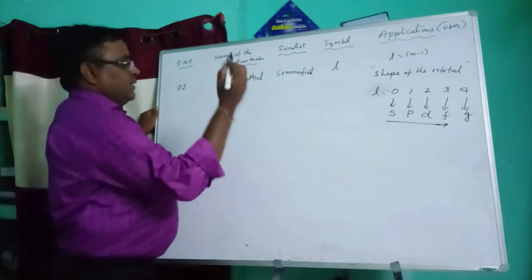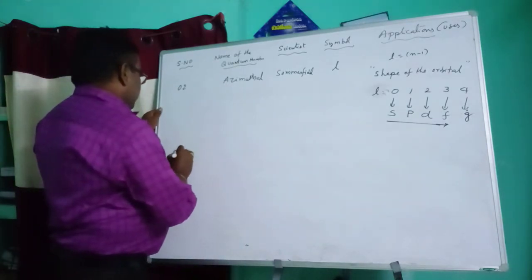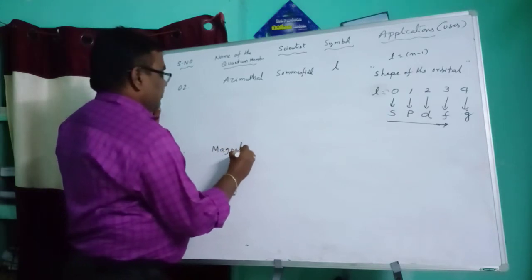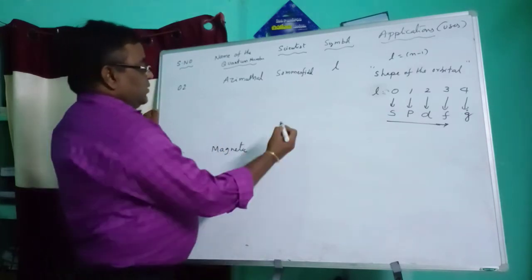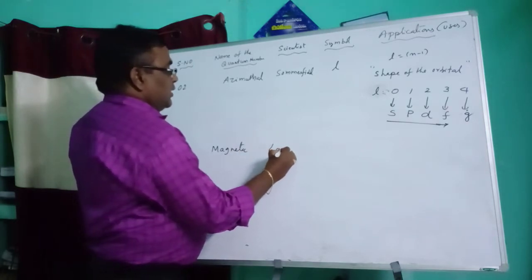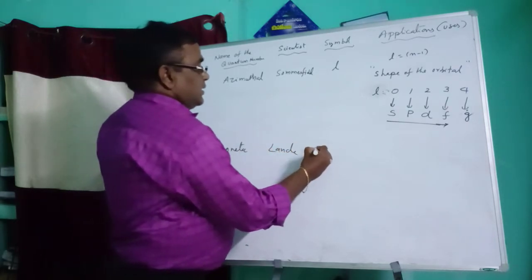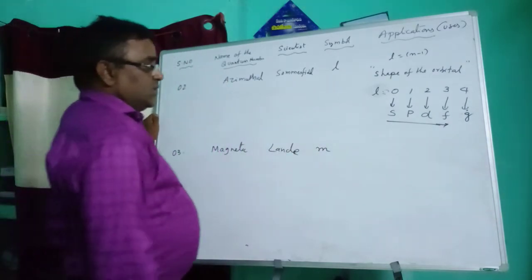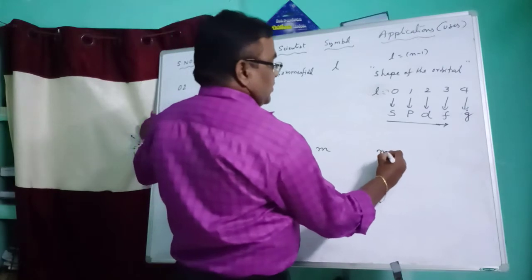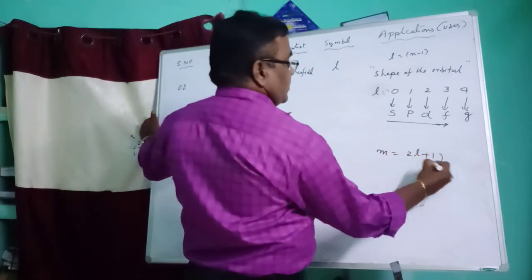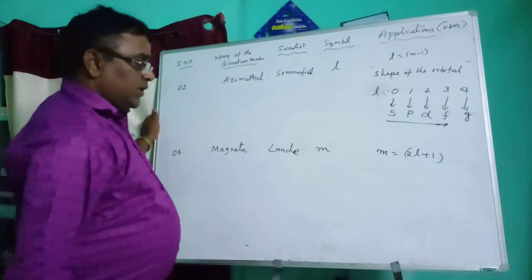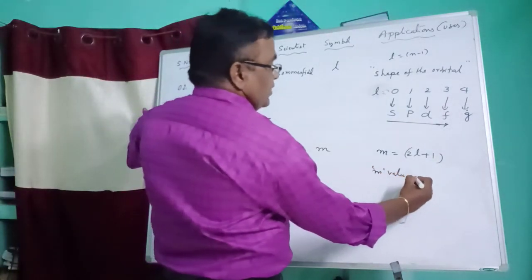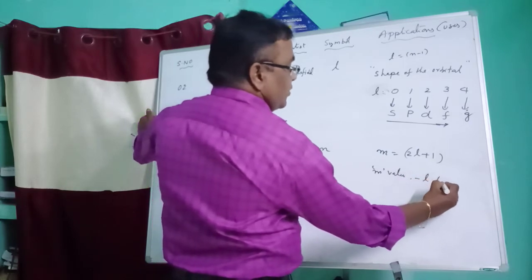Okay. Next, the third one, magnetic quantum number. The scientist is Landé. Symbol is M. Application: M value depends on L. So M is equal to 2L plus 1. M values carry from minus L to plus L.